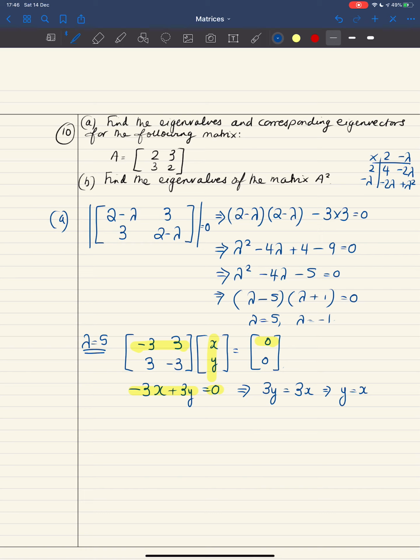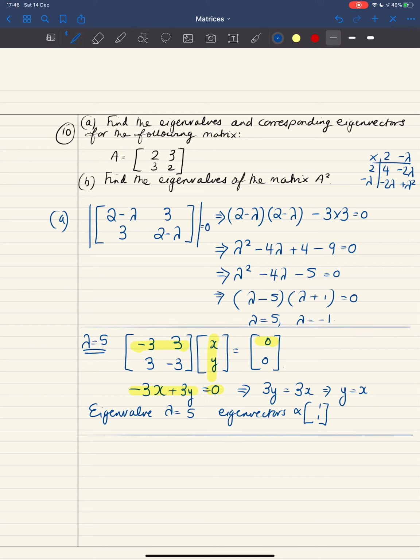Okay. So what we have here is the eigenvalue lambda is 5, which gives us eigenvectors. Y is x, so they've got to be the same, and it's alpha, like so.